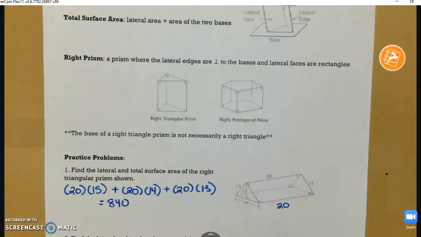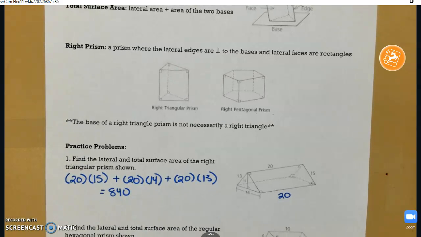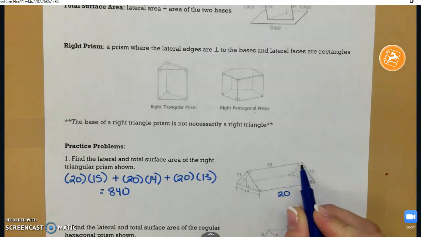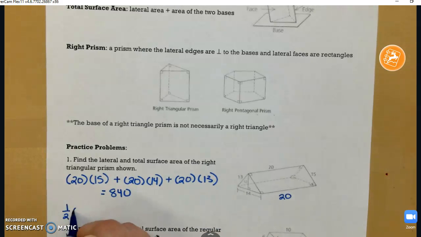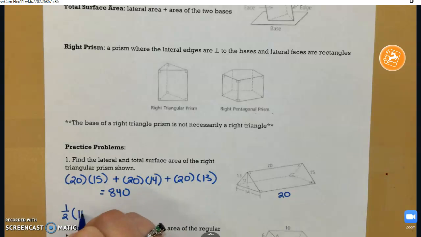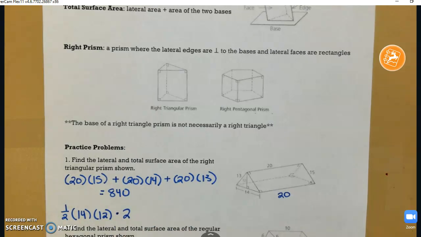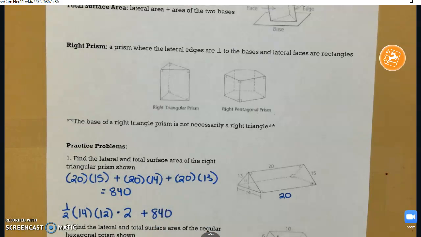So then to find the total surface area, I need to find the area of my bases plus the lateral surface area. And since we've already solved for the lateral surface area, I just need to find the area of the bases. So my base here is these two triangles, and they are identical. And remember, the area of a triangle is 1/2 base, which is 14, times height, which is 12 for that triangle. And I have two of them. So I'm going to multiply that by 2 and add my 840 from my lateral surface area.